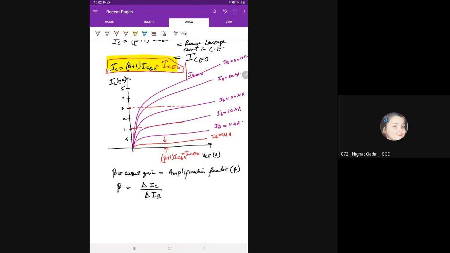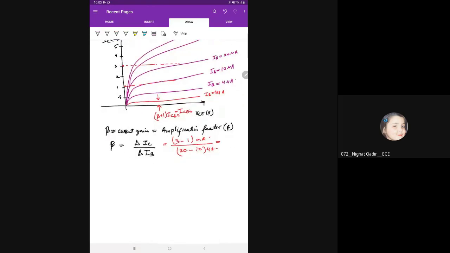Now from here we will look at the division by IB also. How much did IB change? From 20 microampere to 10 microampere. So it will be something like this: 3 minus 1, all of this in milliampere, divided by 20 microampere minus 10 microampere. If the change happens like this, you will be able to find some value of beta. In that case, you will be able to find the value of beta. Okay, let us read it in some other lecture.